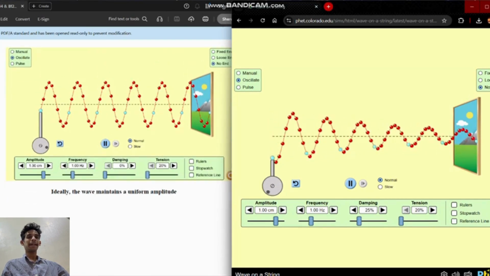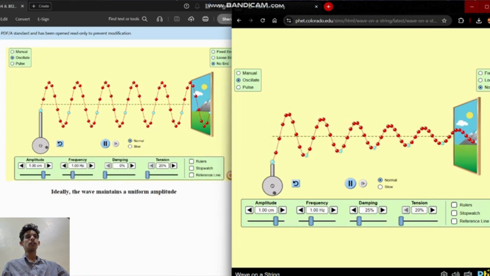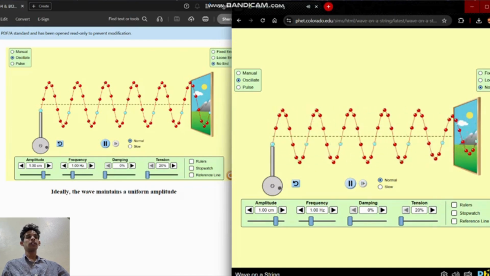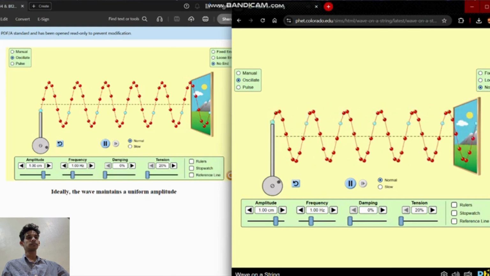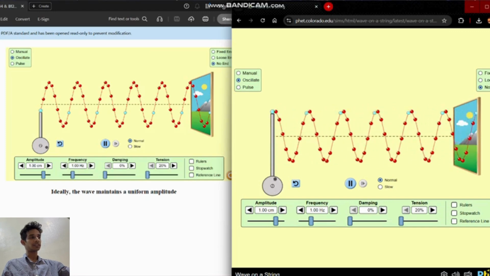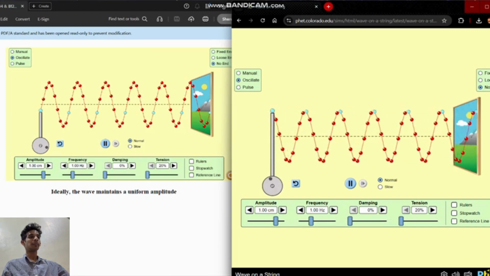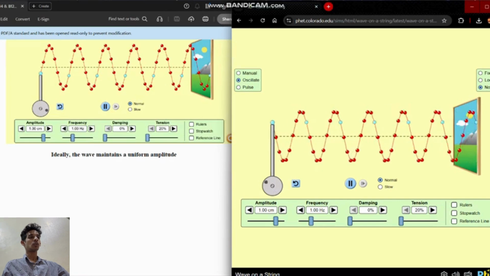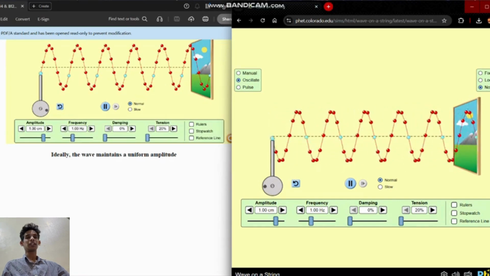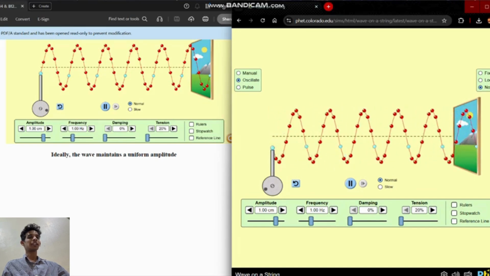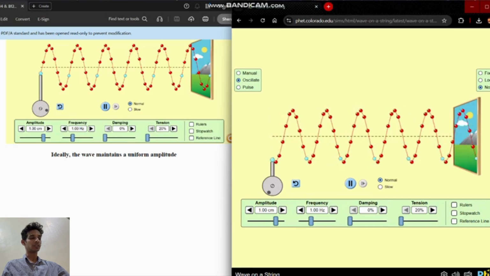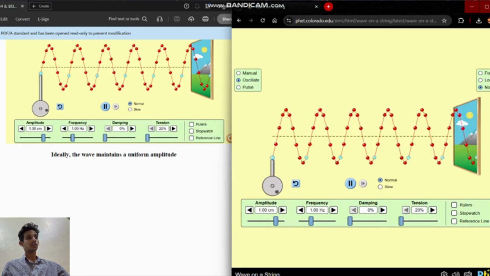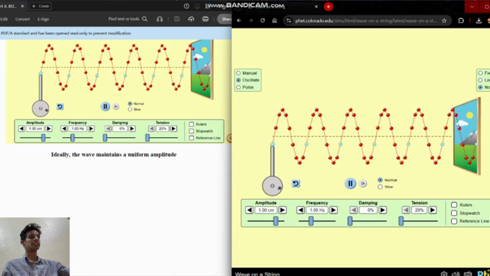Okay, and we get into the non-damping. Here we set the damping to 0 and run. What happens if there is no damping? We can understand that there is no loss of energy. The amplitude remains constant, which means the wave maintains a uniform amplitude. This represents an ideal condition which does not occur in reality, but it is used theoretically.